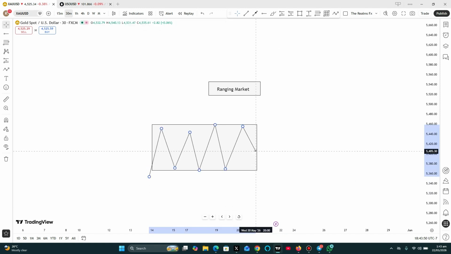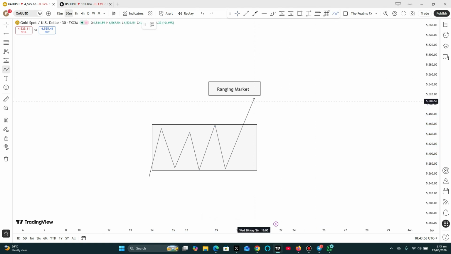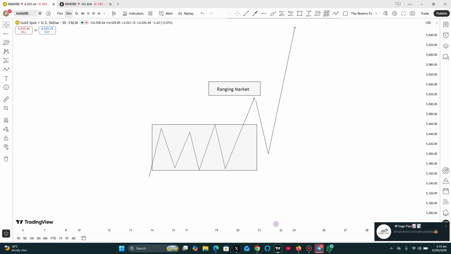Similarly, if the market breaks out of this range towards the upside, it is likely to come back and then what retest and then what continue the push to the upside. So anytime the market is ranging, it's best to wait for a break and retest to join in on the trade. I hope it makes sense.